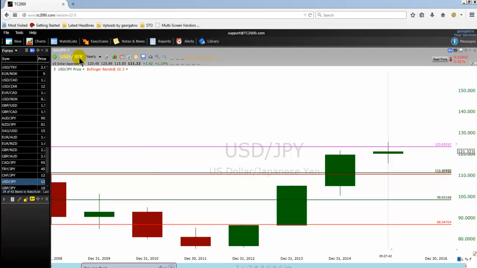If crude oil is going down, my friend, that will benefit the Japanese yen because they don't have to spend too much money to buy crude oil.